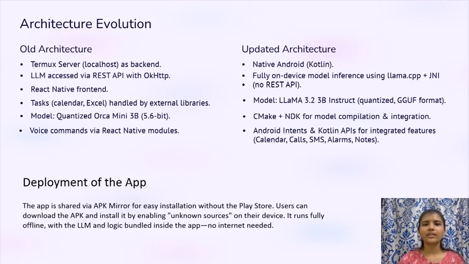But in the updated version, we switched to native Android using Kotlin. The Llama model now runs directly on the phone using llama.cpp, and we don't rely on REST APIs anymore. We integrated everything using JNI and Android NDK, and the current model is Llama 3.2 3B in GGUF format, which is more efficient. Now everything, alarms, calendar, SMS, calls, is managed within the app itself using Android intents and Kotlin APIs.